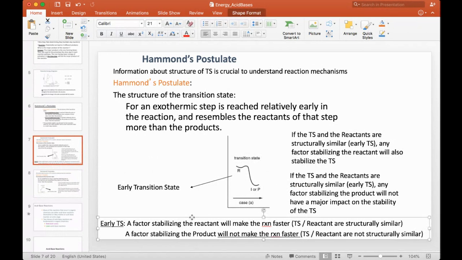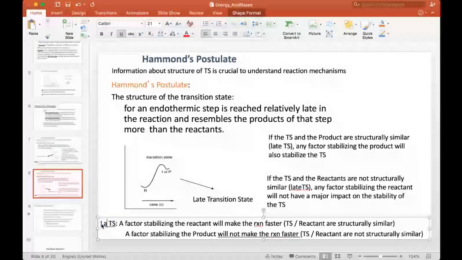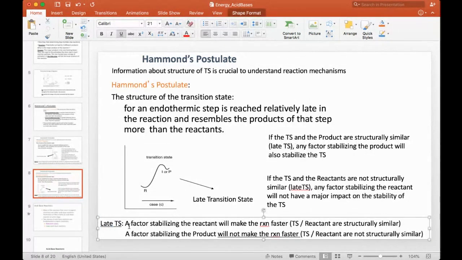And then I can finally make the same analogy. Then I will address a question. For a late transition state, a factor stabilizing the product will make the reaction faster. It's a late transition state because the transition state and product are structurally similar. A factor stabilizing the reactant will not make the reaction faster because the transition state and reactant are not structurally similar. That's what the Hammond Postulate says.